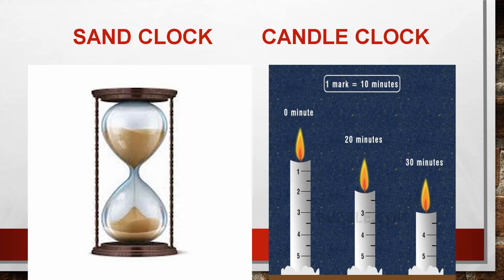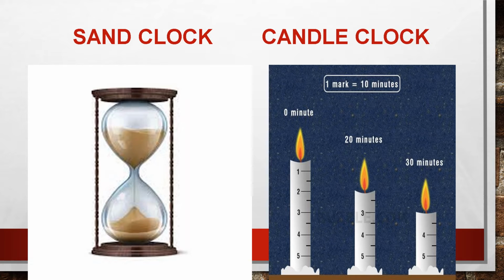Then other devices used in the olden days were the sand clock and the candle clock. You might have seen a smaller version of the sand clock, which measures 1 minute. Here two glass vessels are attached, and there is one small opening between both the glass vessels, and the sand is filled. What you have, the sand clock, is just 1 minute.